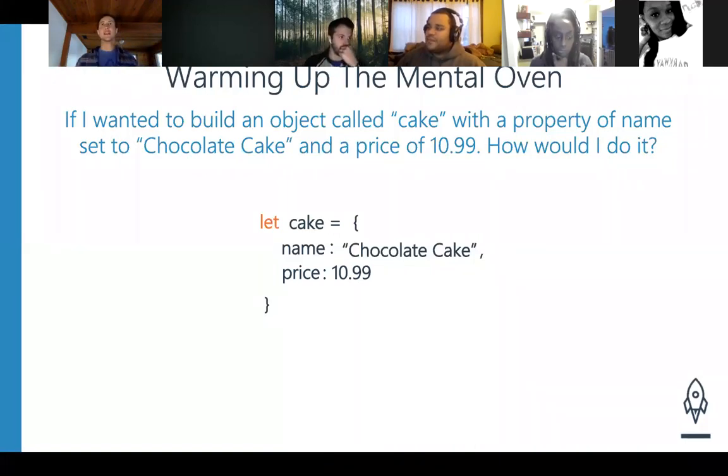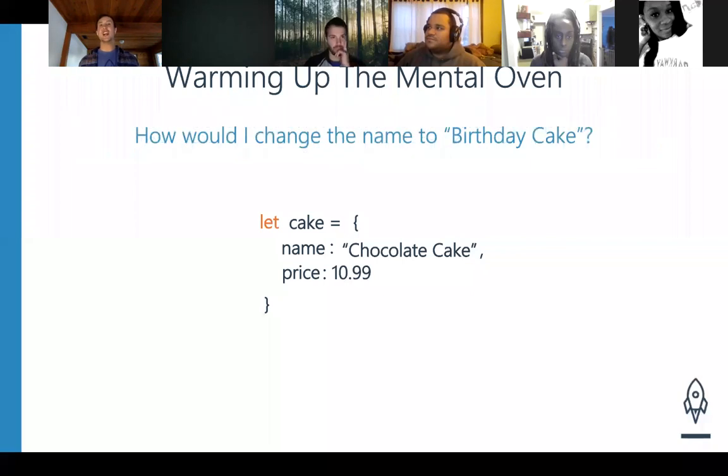Very good. But let's go ahead and dig a little bit more into this. If I wanted to change chocolate cake to birthday cake, we've declared our variable up there, cake. How would we utilize this variable to change our value inside of this object?